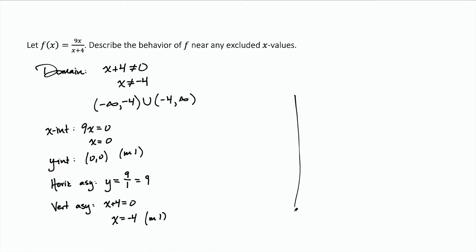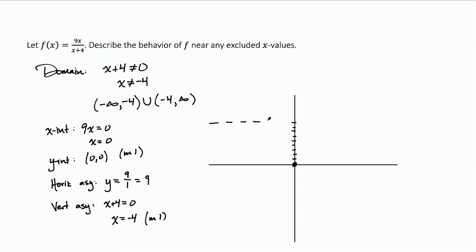Now we're ready to graph this. For graphing our rational functions, we start off by just plotting the points we know. We know the origin, and we know that we've got the horizontal asymptote at y equals 9. So 1, 2, 3, 4, 5, 6, 7, 8, 9. Got the asymptote up there. We also have our vertical asymptote over at negative 4. 1, 2, 3, 4.